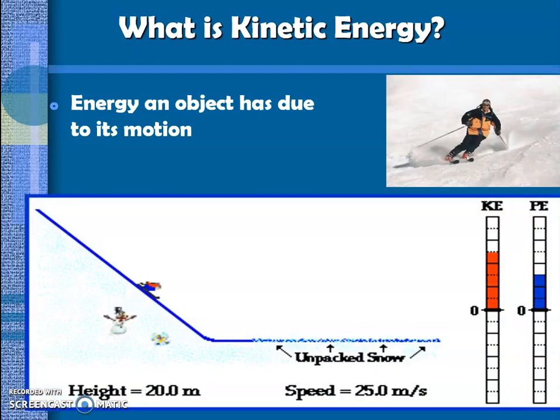Okay, and here is the kinetic and potential energy of someone who is skiing down a hill. And you can see that as the kinetic energy increases on the slope, the potential energy decreases. There it goes. Once the skier reaches the bottom, they've lost that potential energy. They have kinetic energy, but as they slow down, that kinetic energy decreases as well.